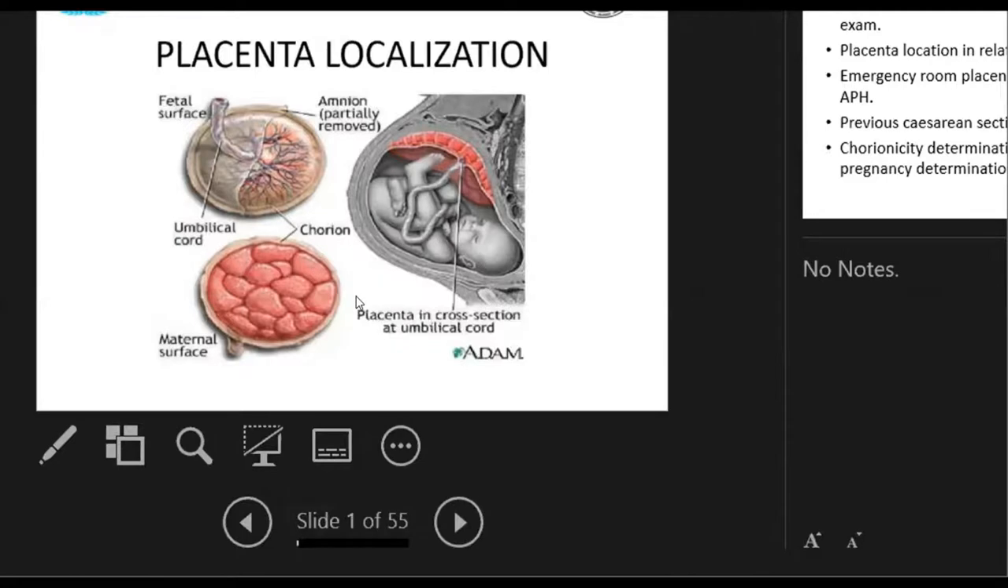So just to remind you that the placenta has a fetal surface and a maternal surface. I think we all know that this is the fetus and this is the fetal surface. We have the placental mass here and the maternal surface of the placenta and now the uterine wall. So this is what you should imagine when you are scanning. Unfortunately, on the scan machine, it doesn't look like this, but in real life, that's what it is like.